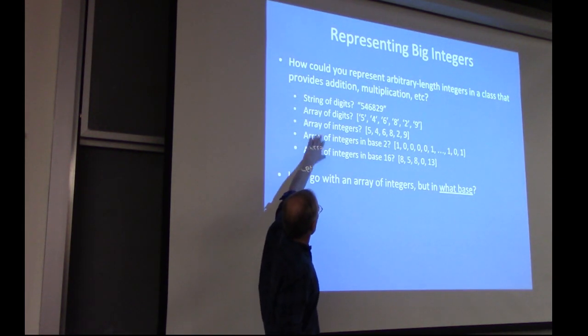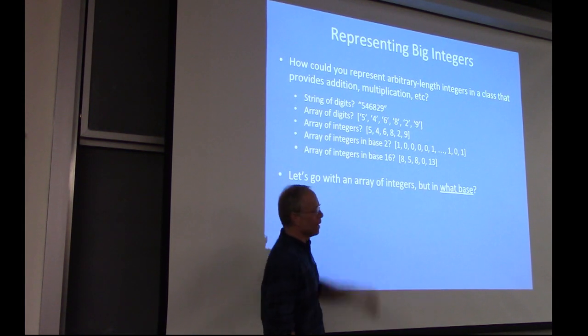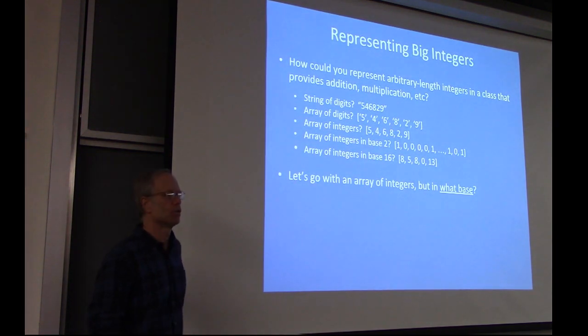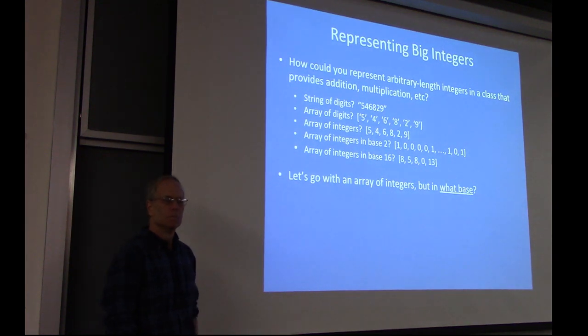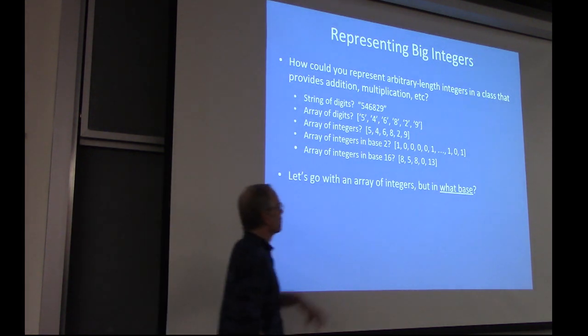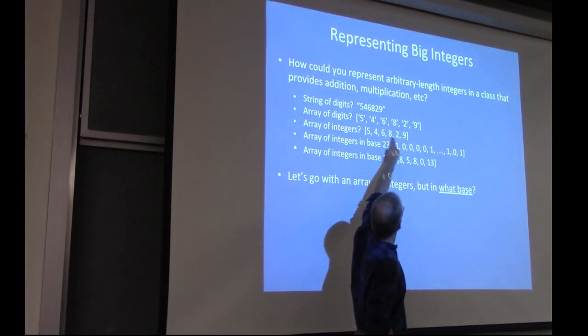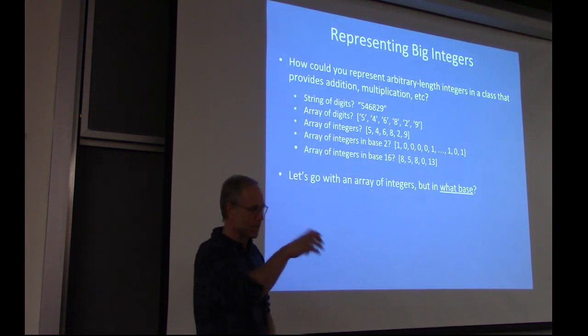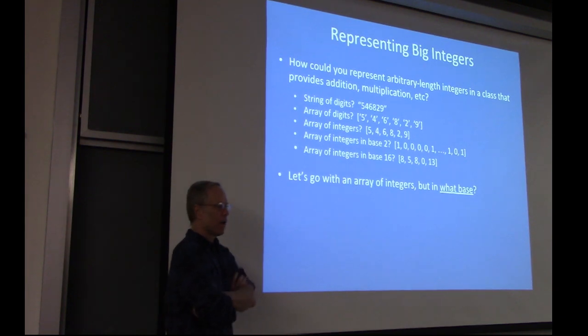Now, what about here? An array of integers in base 10. Like I say, we'll go with an array of integers. But how could we decide what base to use? What would the algorithm look like for adding two integers represented this way? So you have two arrays of ints. What's our algorithm for adding them?